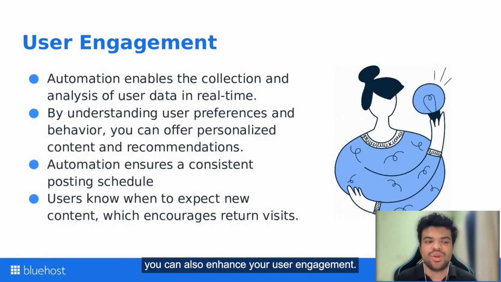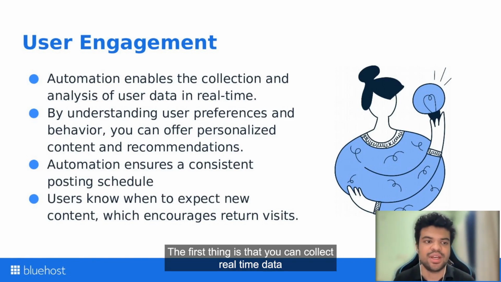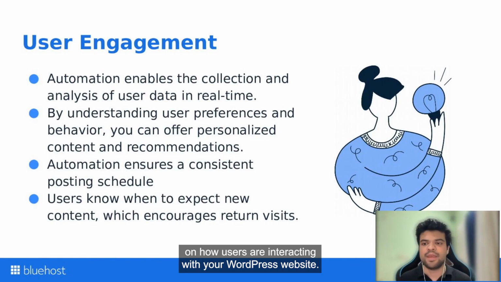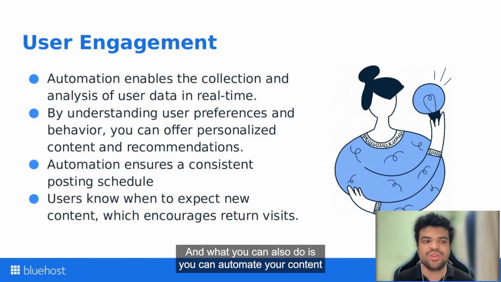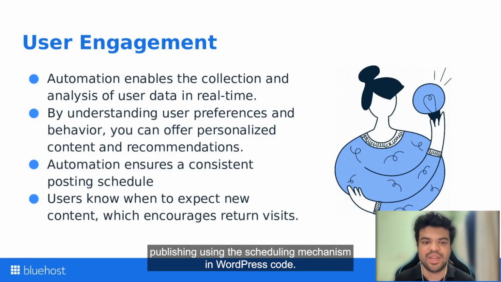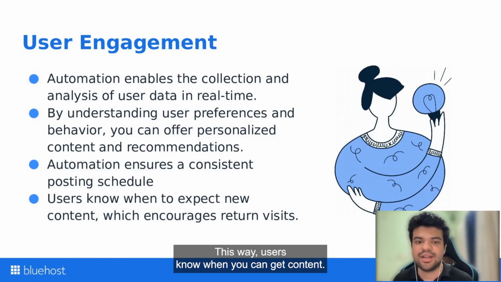Moving on, you can also enhance your user engagement. There are two ways you can do that. The first is that you can collect real-time data on how users are interacting with your WordPress website. Let's say you have Google Analytics and you can integrate that with your site. And you can also automate your content publishing using the scheduling mechanism in WordPress core. This way users know when they can get content.